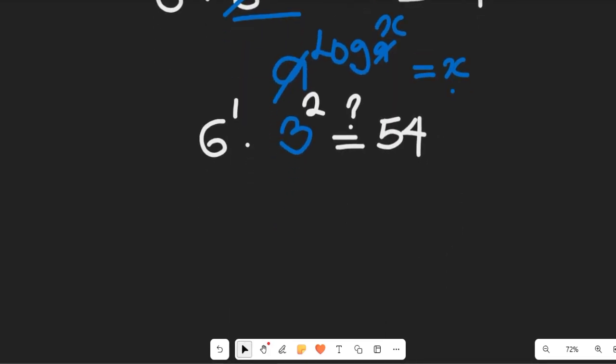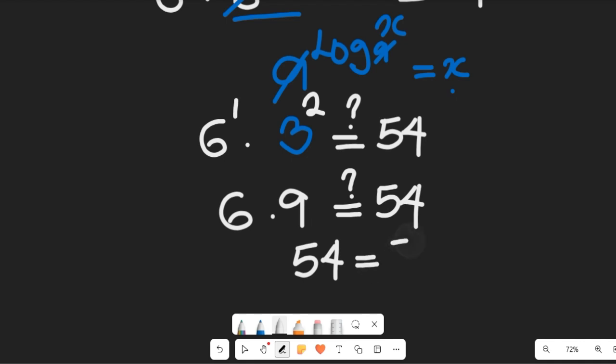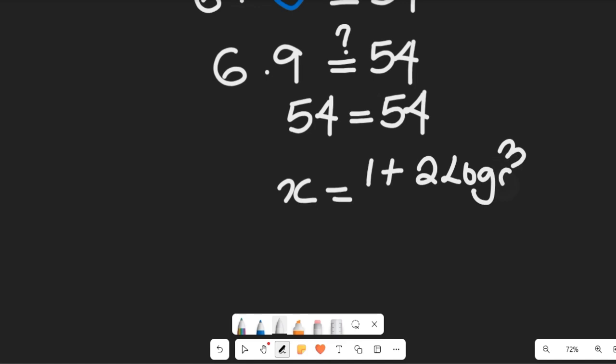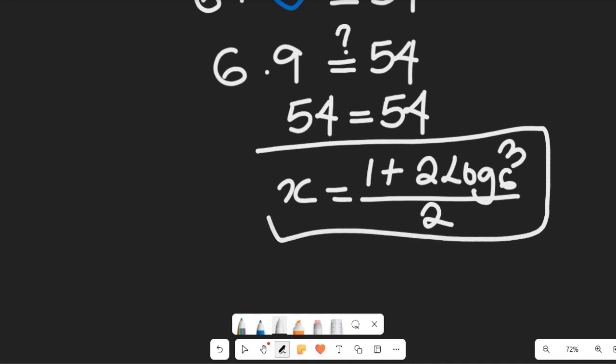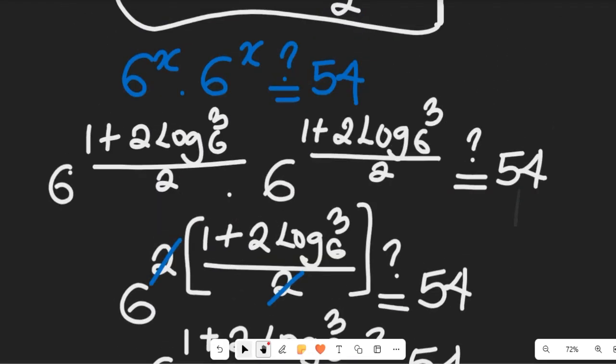If you simplify that, you're going to see that this is going to give you 6 multiplied by 3 to the power of 2, which is 9. Now, 6 times 9 will it give us 54? Of course, yes. 6 times 9 will give us 54. So, 54 equal to 54 proves to us that the value of x, which is equal to 1 plus 2 log 3 base 6 divided by 2, is absolutely the solution, or the value of x that satisfies that math expression given to us up there.